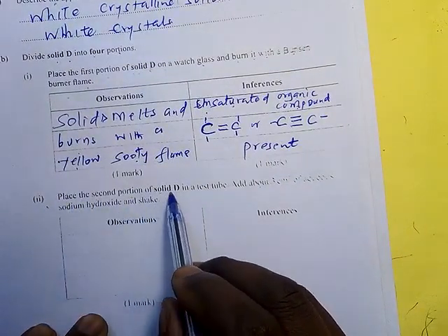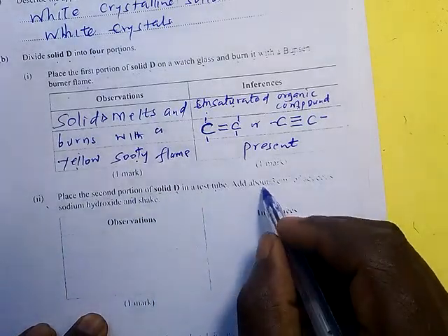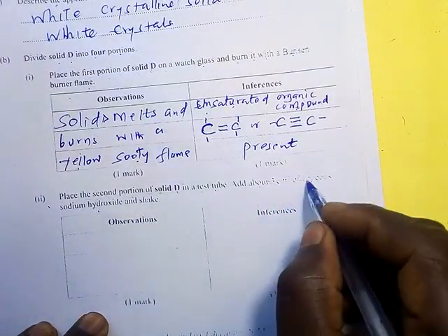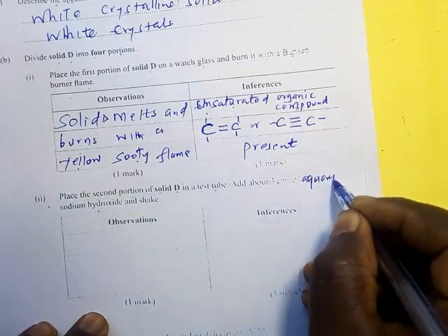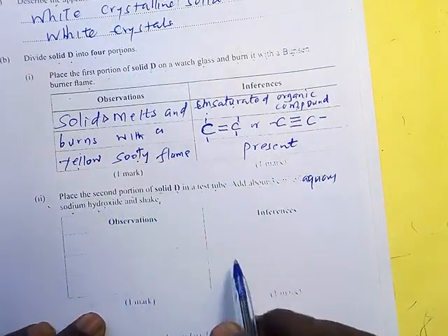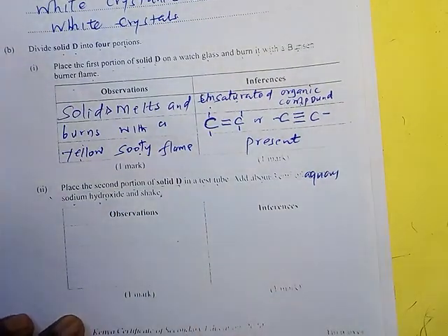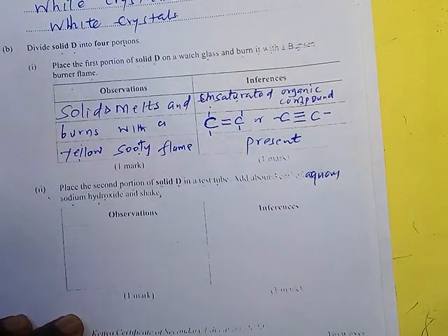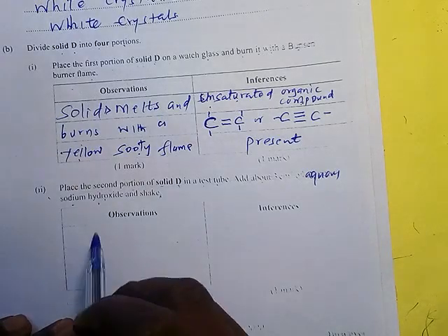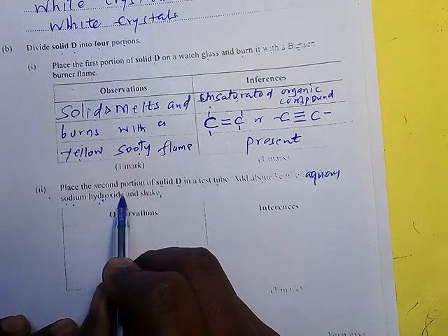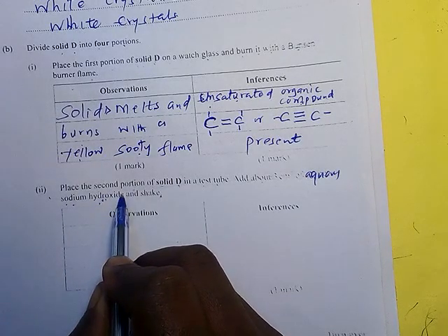Place the second portion of solid D in a test tube. Add about 3 centimeters cube of aqueous sodium hydroxide. Now you see, here we are using aqueous sodium hydroxide. Basically, we want to test whether this organic compound is basic, is neutral, or is an acid. Because if it is an acid, it's going to produce effervescence. That's why we are using a base. We basically want to test whether it is an acid. Yes, so let me give you the observation.